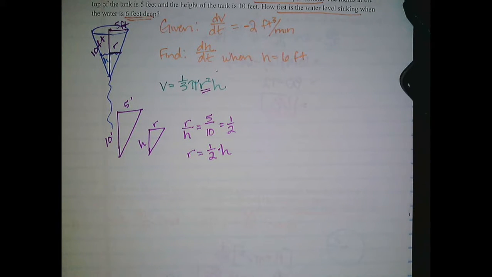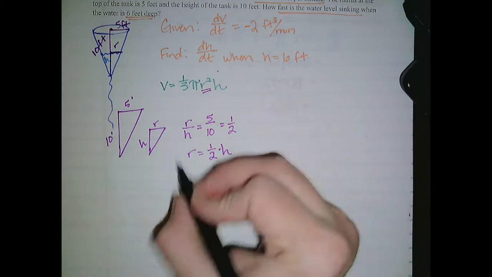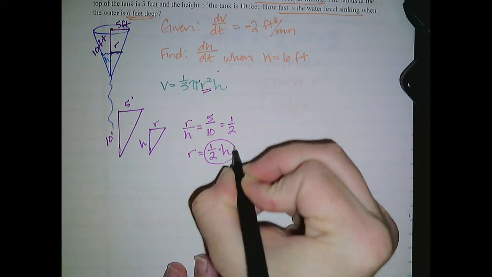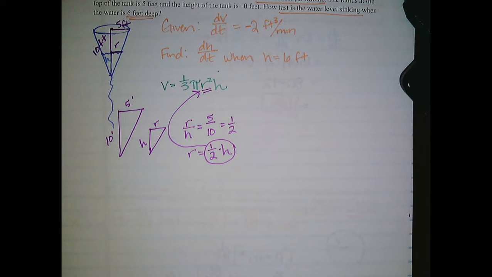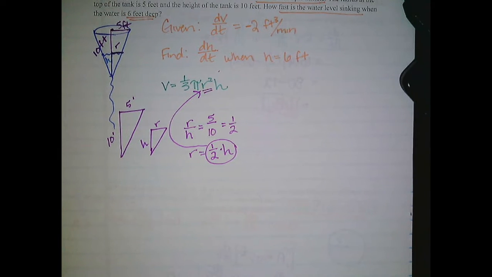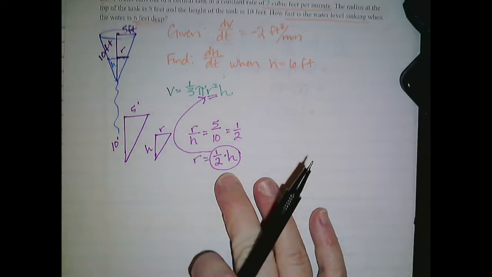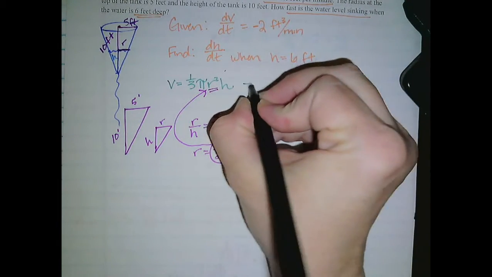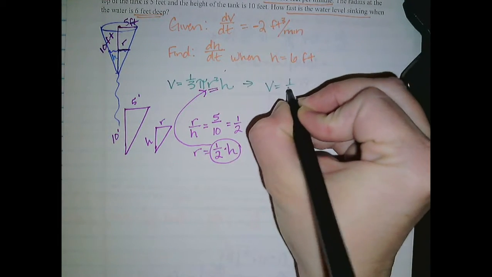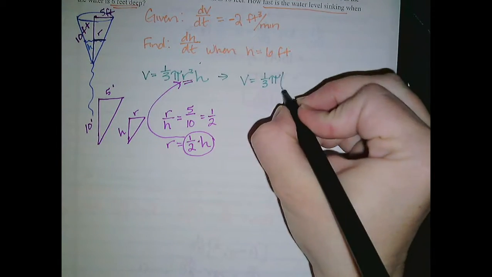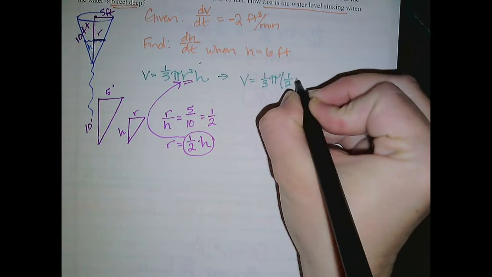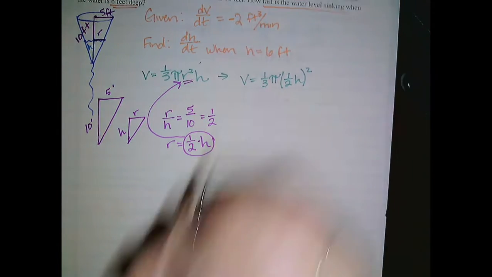And now what we can do is take that information about the radius being equal to 1/2 the height. We can go back to our equation relating volume to radius and height, and we can now substitute in this information for the radius. So the volume then is equal to 1/3 times pi times the radius, which is going to be half of the height squared, times the height.